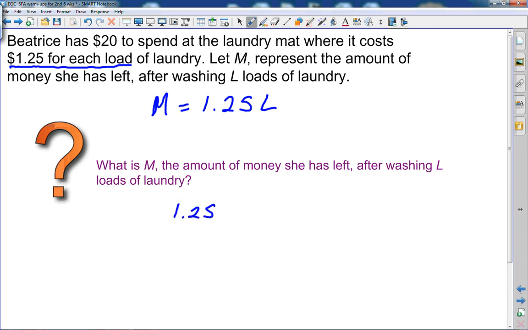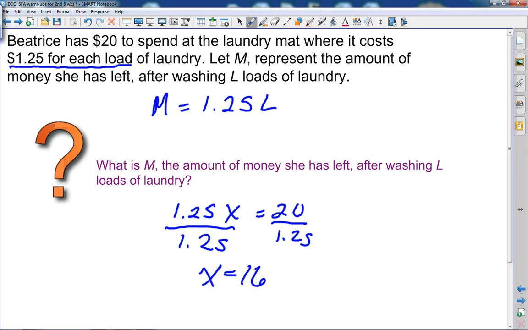Well, I can take $1.25. If you want to use X, you can do that, or L, and set it equal to 20. You'll divide by $1.25. And let's see what that is. Instead of me pulling out my calculator on the screen, I'm looking for mine here in my backpack. You'll take 20 divided by $1.25, and it gives you 16. So your answer is X equals 16. So she can do 16 loads.